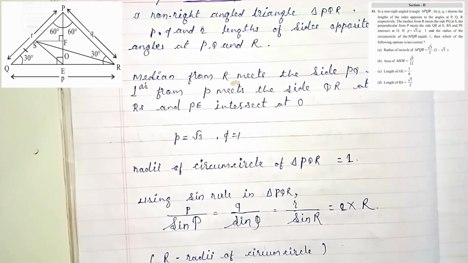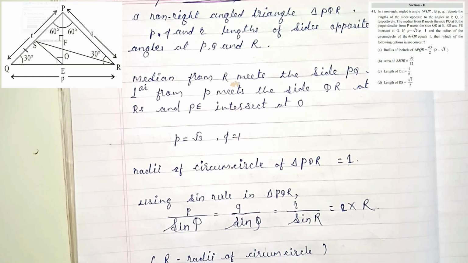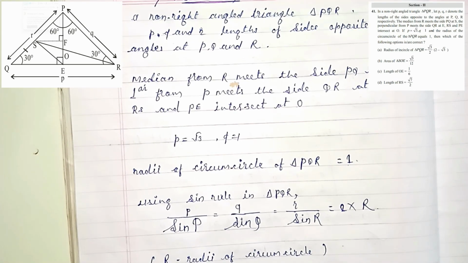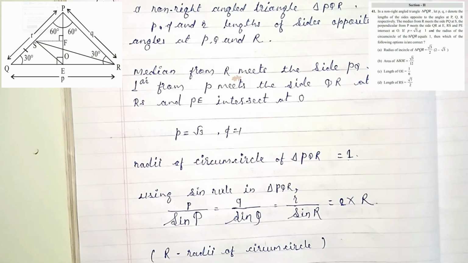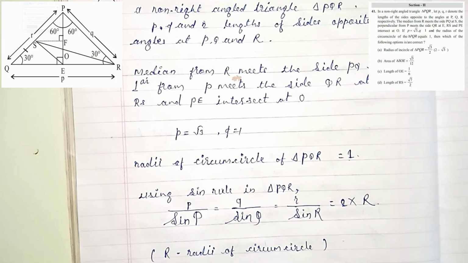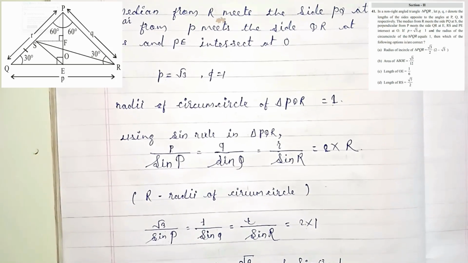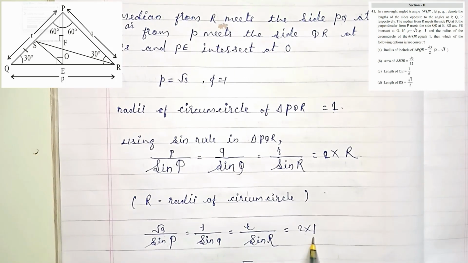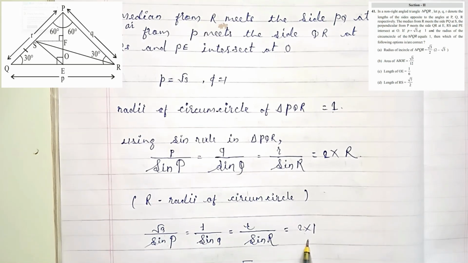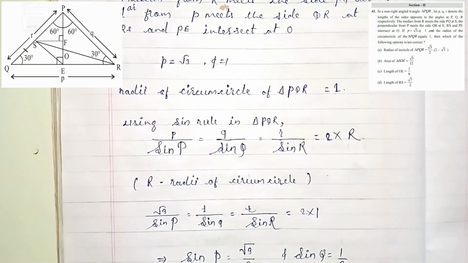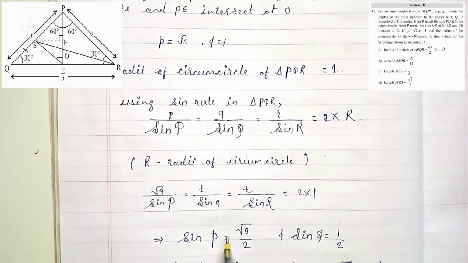Now it is easier to find the values for P, Q, and R. Here we can see √3 upon sine P equals 2. First equals second equals third equals 2. That means we can write p upon sine P equals 2 into 1, so √3 upon sine P equals 2. That means sine P equals √3 by 2. So what we get is that sine P is √3 by 2.